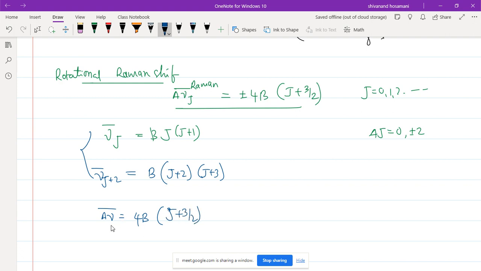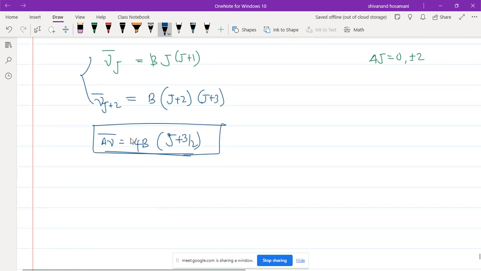It depends on whether it is positive or negative. If it is plus, we call it anti-Stokes, and if it is minus, we call it Stokes. Therefore, in this case we write plus or minus. Plus represents anti-Stokes, minus represents Stokes. Is that clear?